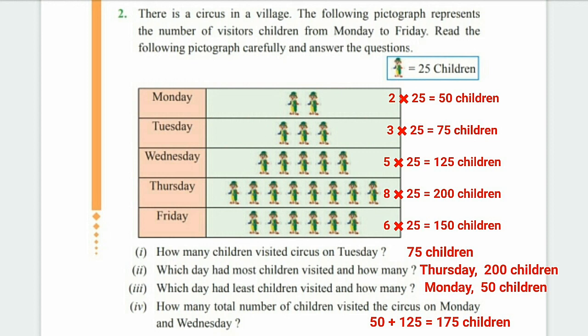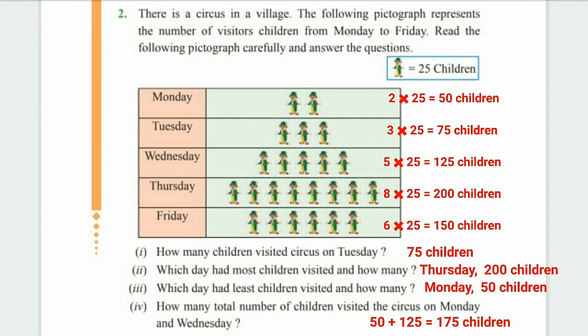So here we are given some questions. We have to answer them. First, how many children visited the circus on Tuesday? So here you can see on Tuesday, 75 children. Second, which day had the most children visited and how many? Here you can see on Thursday, we have the most children, which are 200 children. Third, which day had the least children visited and how many? On Monday we have the least children, 50 children.